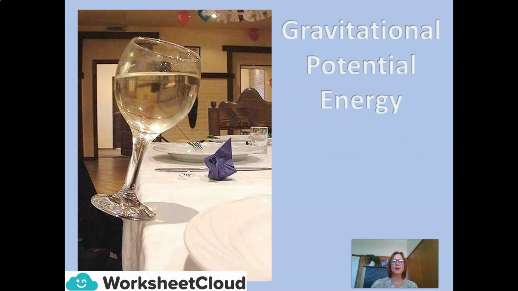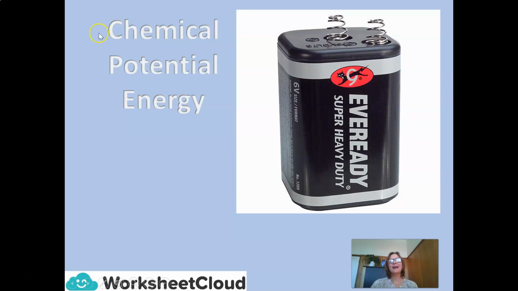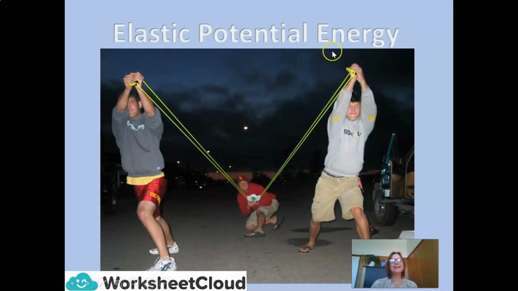Here we have gravitational potential energy. Look at the glass, look at its position on the table. Here we have chemical potential energy based on the chemical reaction that will take place in this battery over here. And here we have elastic potential energy based on the slingshot over here that they're trying to catapult something out into wherever they might be wanting to. Yep, boys get up to mischief. I don't know what they're up to there, but they're up to something.